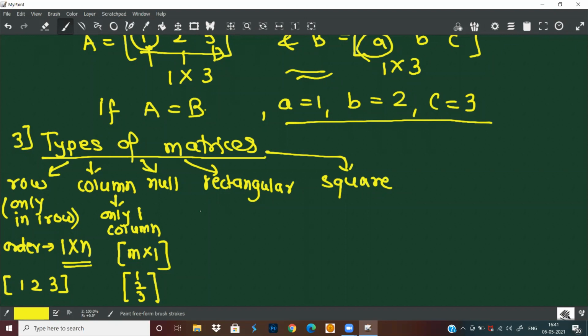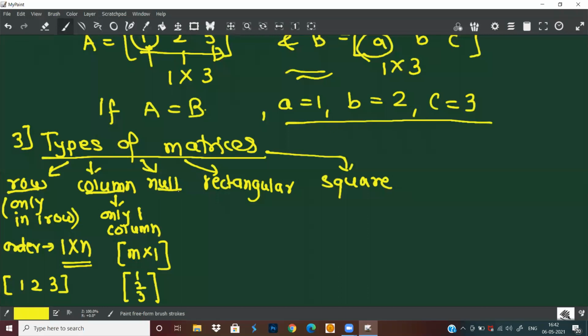Are you clear about people who have not done earlier? Do they understand this? Is everyone from ICSE and all have done? No. Okay, then I have to go slowly. ठीक है, रो मैट्रिक्स हो गया, कॉलम मैट्रिक्स हो गया.